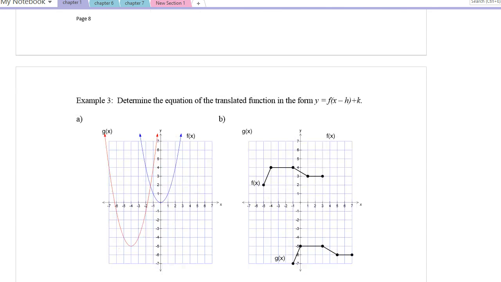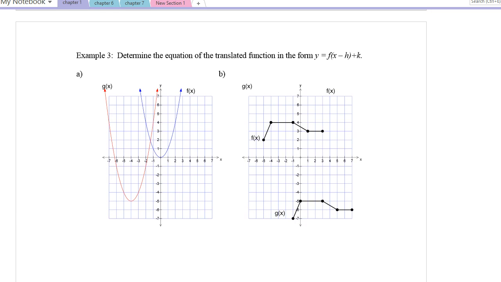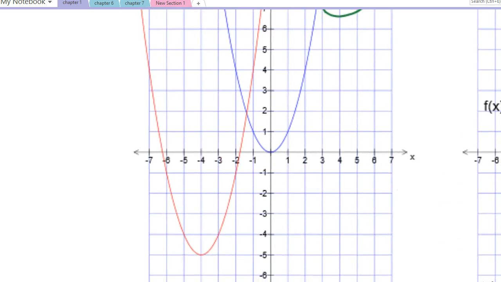Here's another example, example number 3. Determine the equation of the translated function in the form y is equal to f of x minus h plus k. Alright, so here is my original. So this is my parent, and this is my image. This is the one that was made after it. So how is this changed?